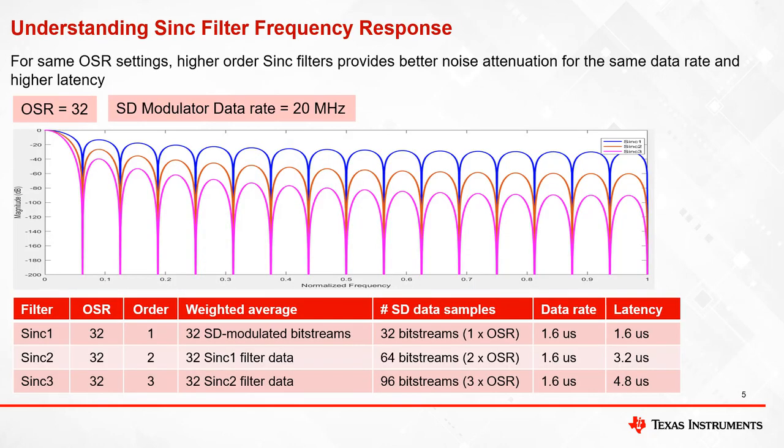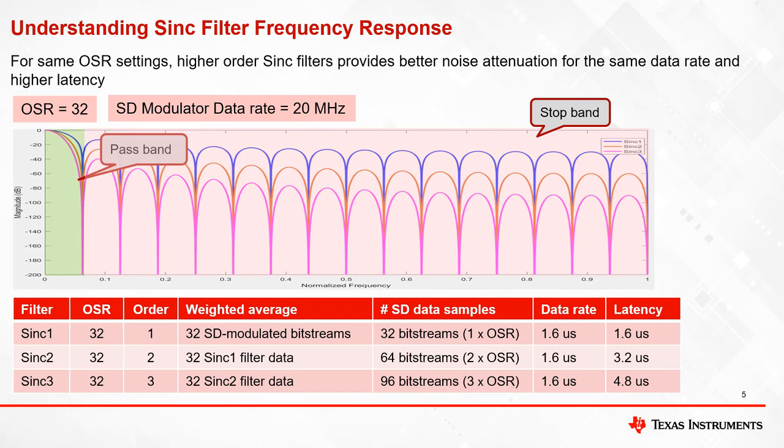Now, we shall take a closer look at the filter characteristics of sinc filters. This slide shows the frequency response of sinc filters for the same OSR setting of 32 and an SD modulator data rate of 20 MHz. The pass band and stop band of the sinc filter are highlighted in green and red respectively. Unlike the ideal low-pass filter, with sinc filters we see a lot of ripple in the stop band.